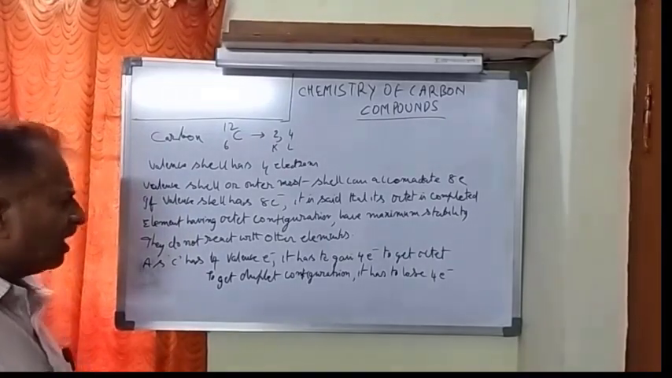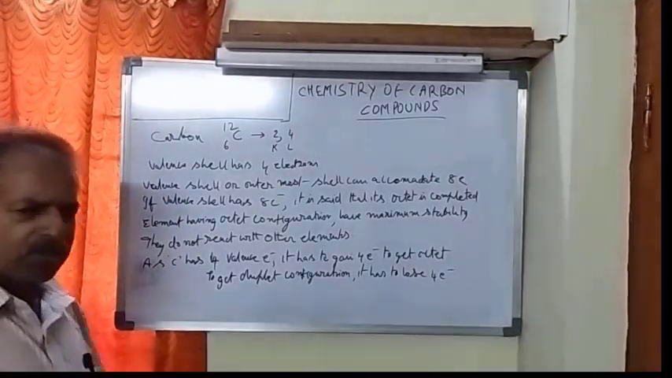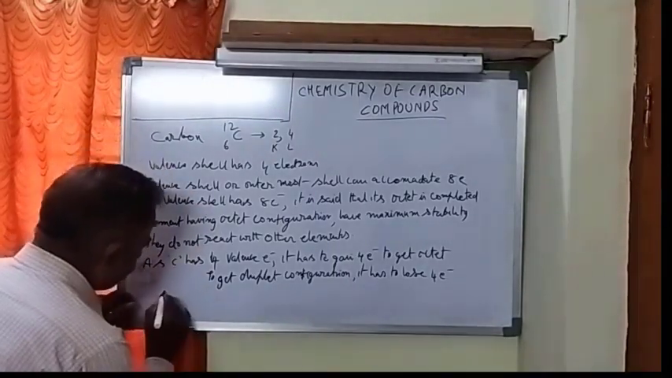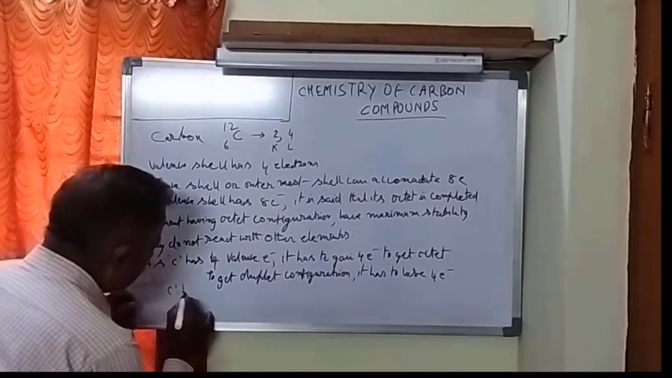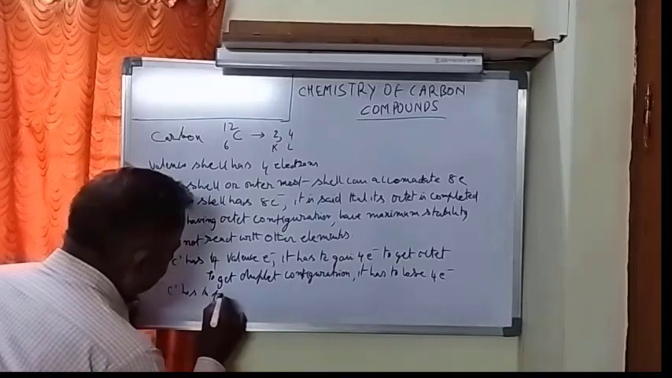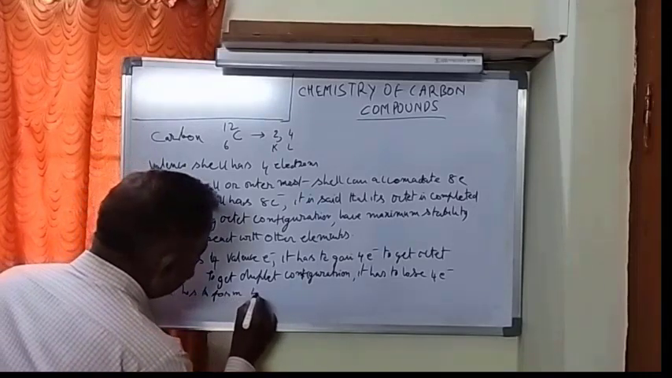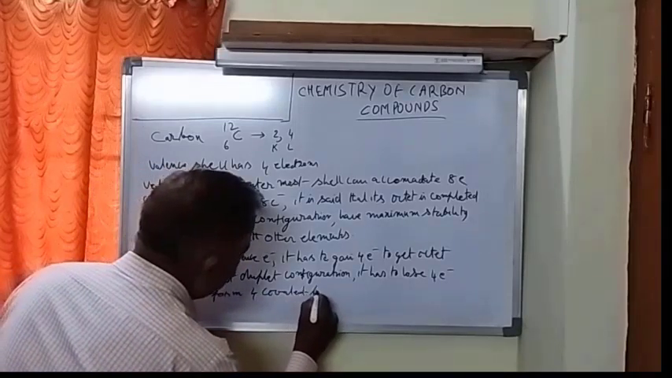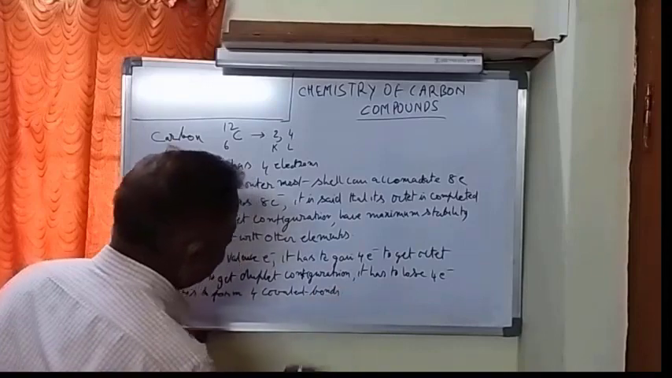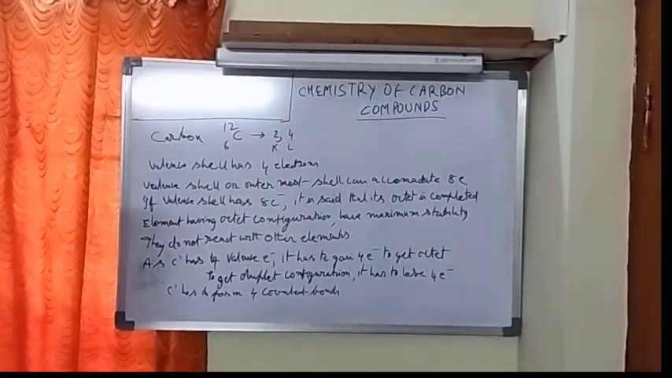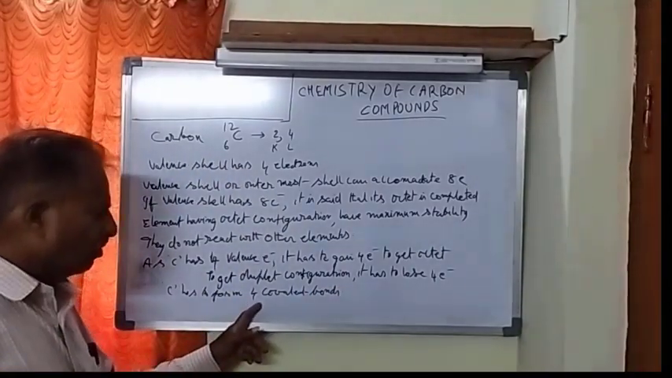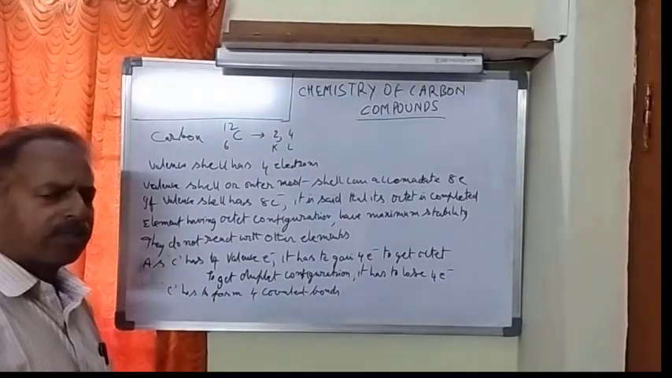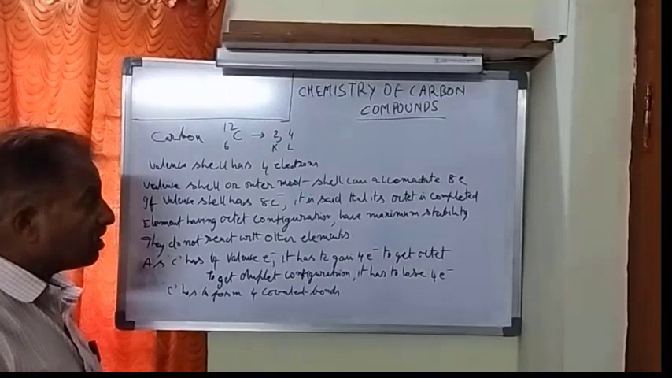Carbon can neither gain 4 electrons nor lose 4 electrons. So what is the other possibility? Carbon has to form 4 covalent bonds. Carbon can form 4 covalent bonds. So if it forms 4 covalent bonds, then carbon gets its octet configuration, hence it gets a stability.